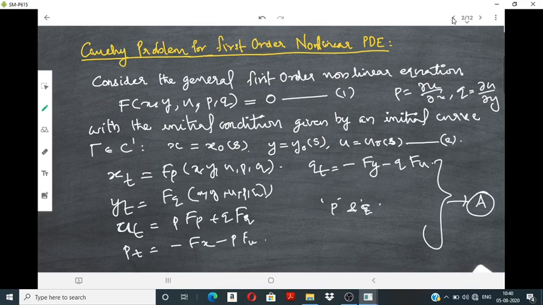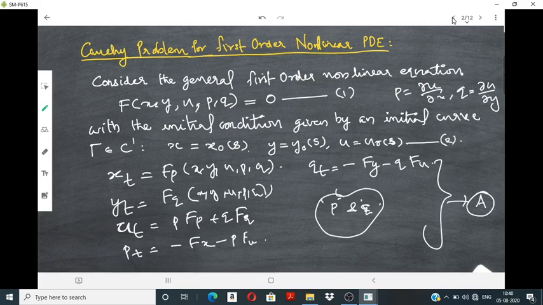So these equations together with the initial conditions; actually from the initial curve we get only 3 initial conditions. So we first have to derive initial conditions for p and q also. Then only we can solve this problem. In some cases the Cauchy problem cannot be solved, and in some cases it can be solved, and this depends on the transversality condition.